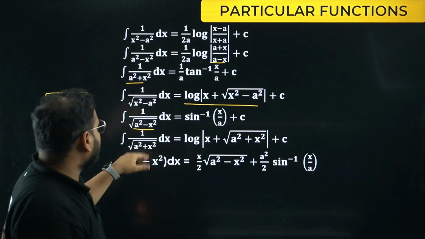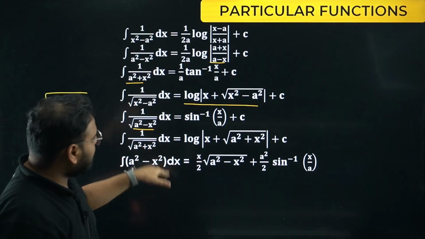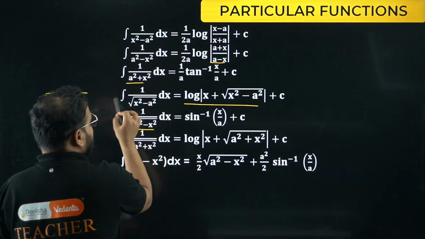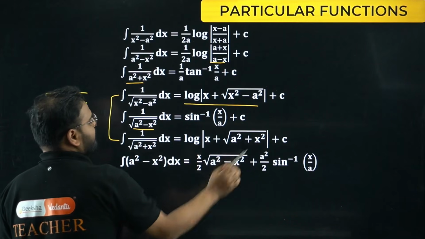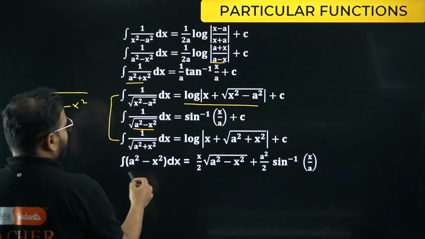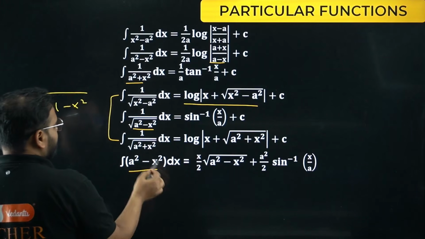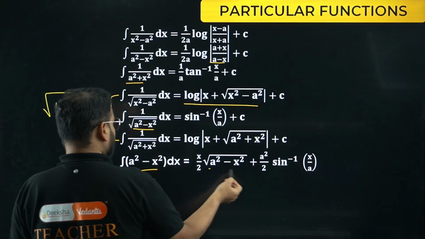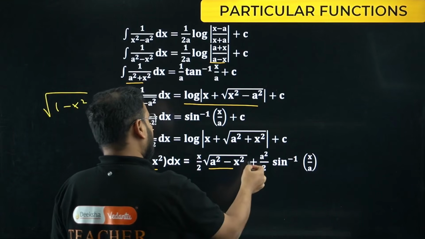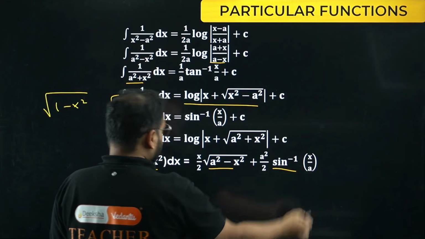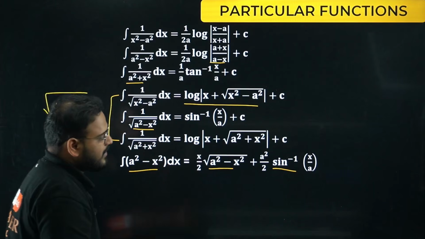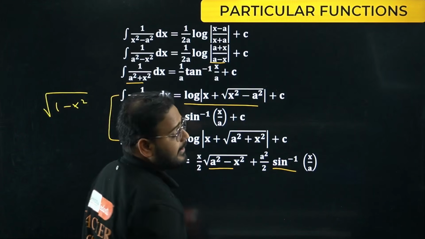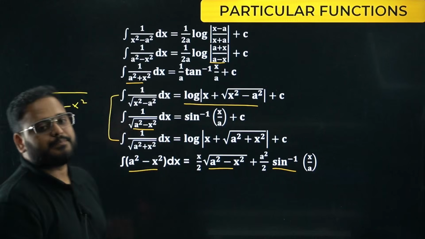Next, what we have, 1 upon a square plus x square, you'll have the same result like this. This and this is very similar. Log of x, same root will repeat over here. What about this? This is again a particular function. Whenever you are dealing with numerator, x by 2, same root will repeat, half, and you'll have plus a square by 2 sin inverse of x by a. Please check, same root will repeat over here. a square by 2 sin inverse of x by a. All right, have a look.